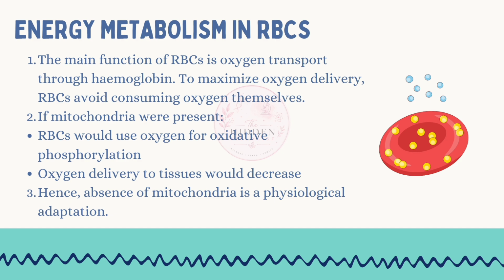Let's look into the energy metabolism in RBCs. The main function of RBCs is oxygen transport through hemoglobin. To maximize oxygen delivery, RBCs avoid consuming oxygen themselves. If mitochondria were present, RBCs would use oxygen for oxidative phosphorylation as well. Oxygen delivery to tissues would decrease. Hence, absence of mitochondria is a physiological adaptation.